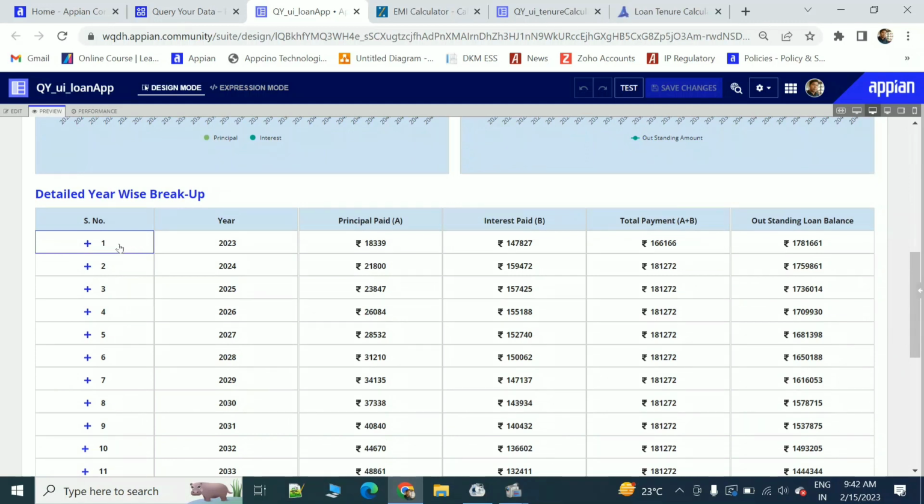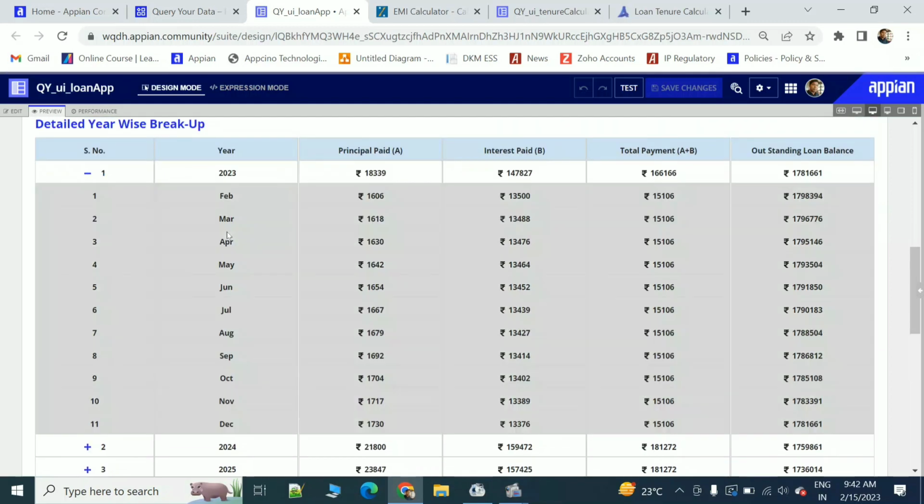What you will see in the first year, 2023, is you have to pay a total of 18,339, and your total interest is 1,47,827, and total payable amount is 1,66,000. So after completing 1 year, the total outstanding amount is 17,81,000. You can see the month-wise breakup also by clicking on this tile. The same type of functionality you can implement in an Appian website.